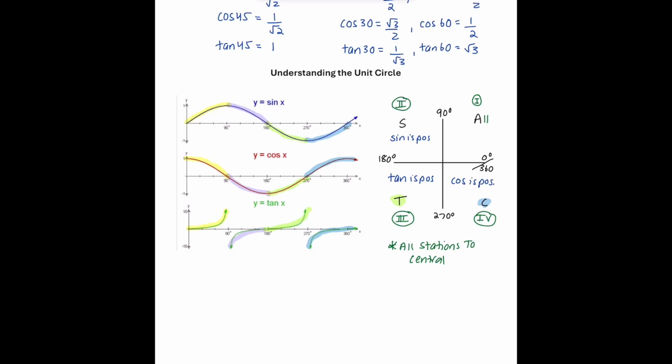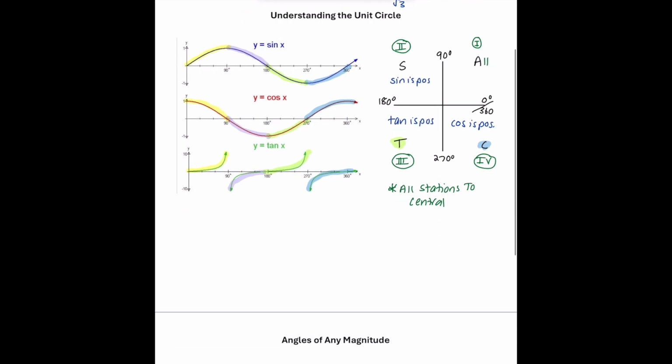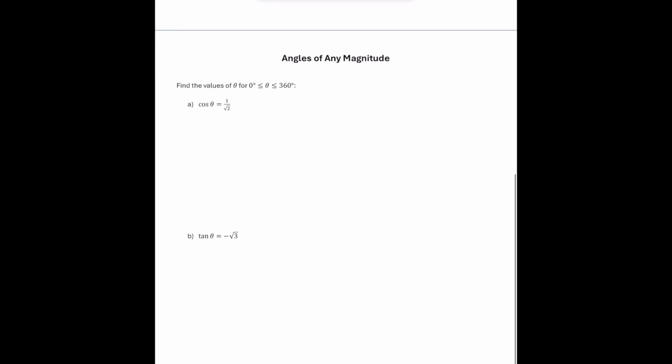And that really helps us when we're finding the value of an angle, particularly if we're looking at a range of degrees from 0 to 360, because there's more than one possible solution. And that's what we're going to look at in these examples here. So angles of any magnitude. So notice already that I'm looking for the values of theta between 0 and 360 degrees. So if I look at cos theta equals 1 over root 2, I know from my perfect triangles that theta will be equal to 45 degrees. But now I have to consider the range of possible values, and I can do that by looking at the unit circle.